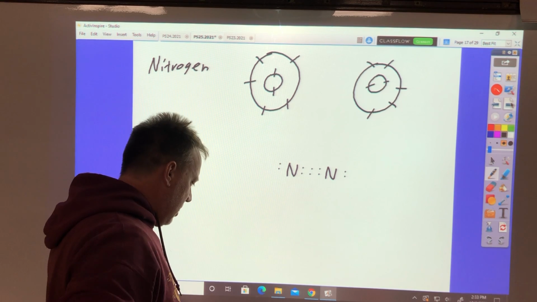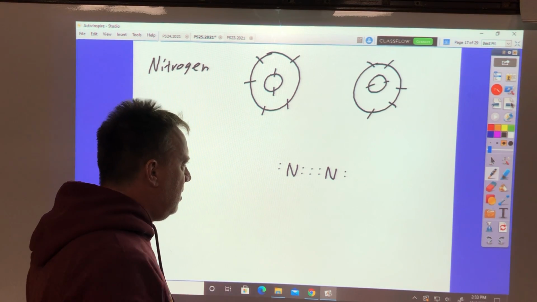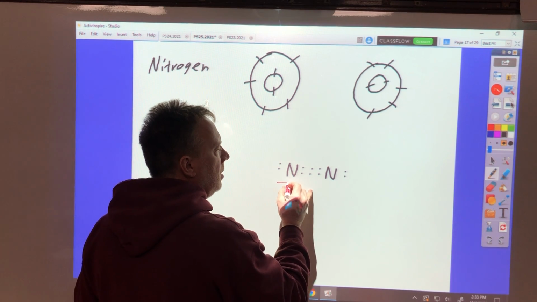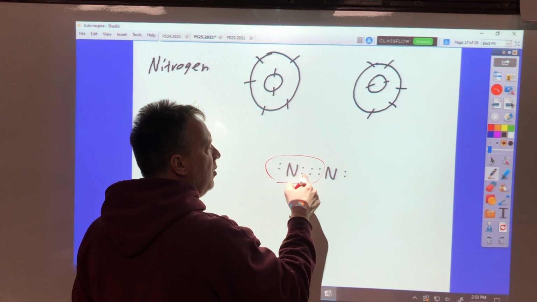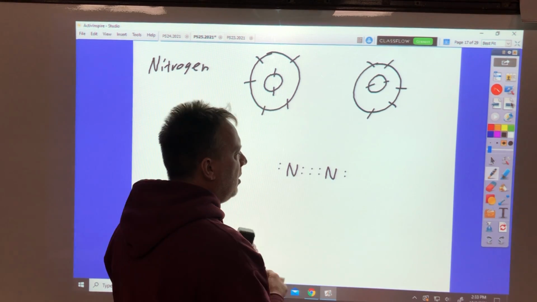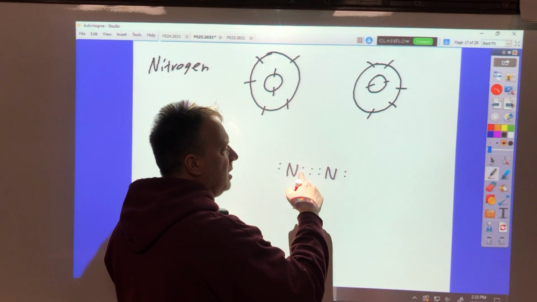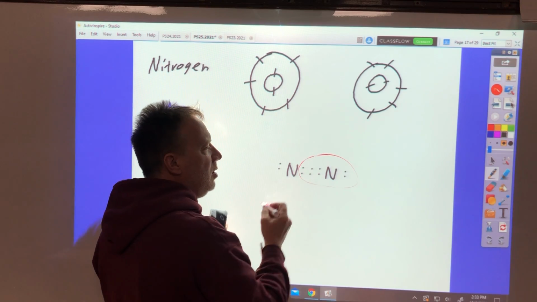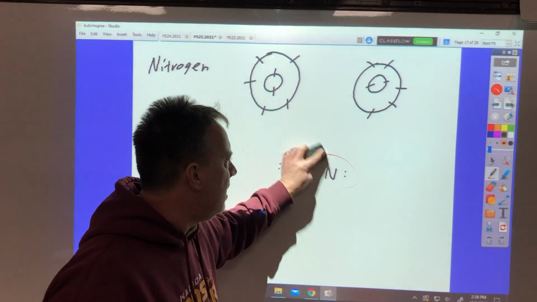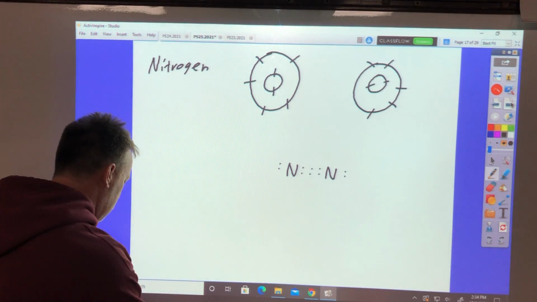But they share. And how many do these each have access to? Well, if they put 3 sets between them, this one has access to 2, 4, 6, 8, and the one on the right has access to 2, 4, 6, 8. As long as they get together and share them, everybody has access to the 8 they need in a triple bond.